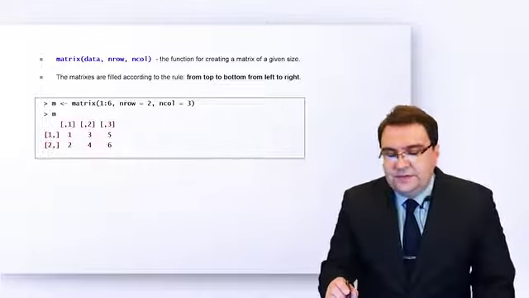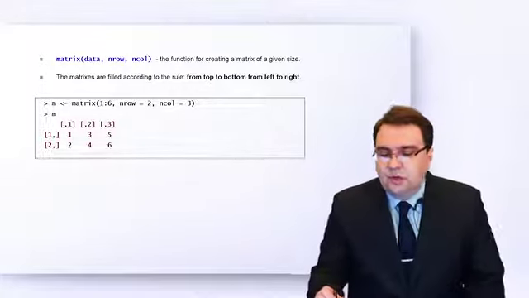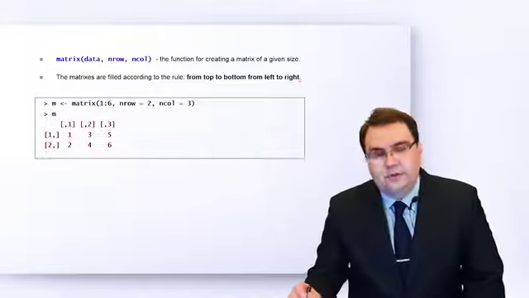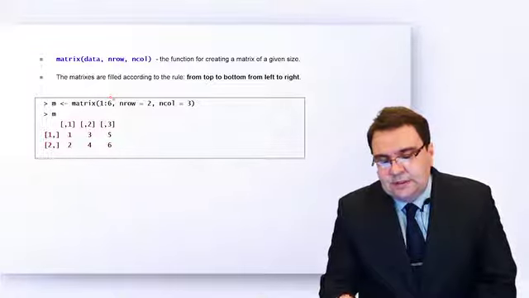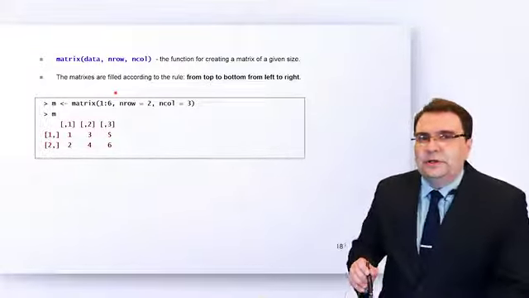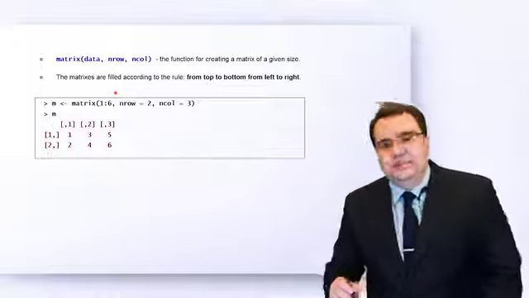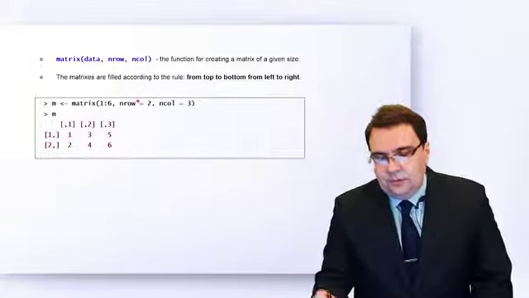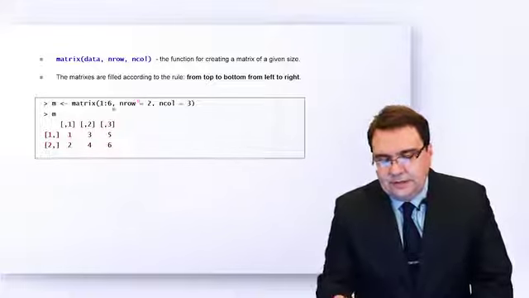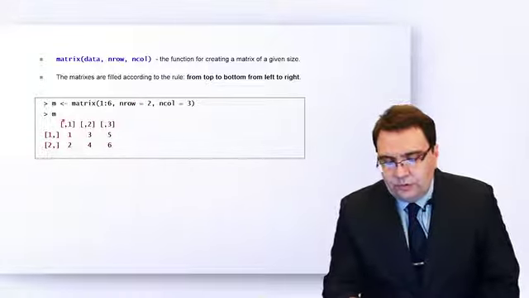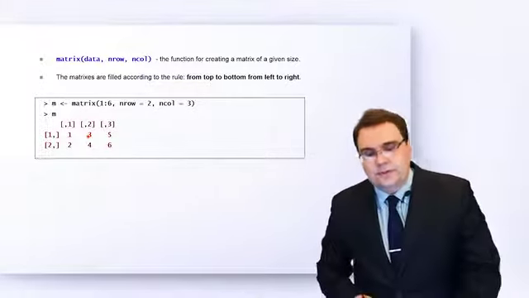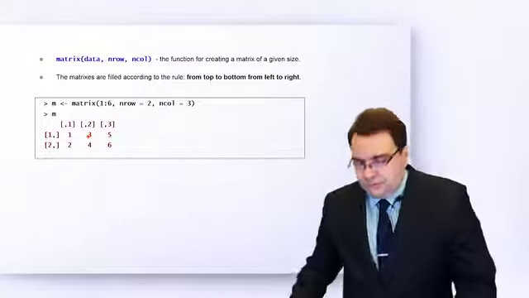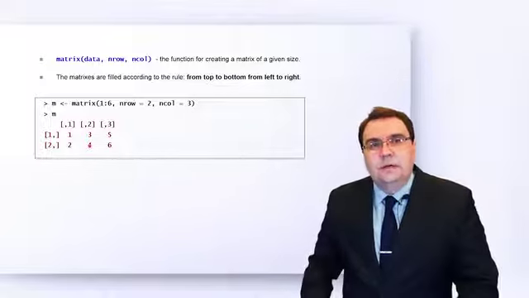The matrices are filled according to the rules, from top to bottom, from left to right. So what does it mean? If we make a matrix from 6 numbers, 1, 2, 3, 4, 5, 6, and we would like to put these numbers in the shape of a matrix of size 2 rows and 3 columns, then we have the result like this. So we go from top, 1, 2, to bottom, then from left to the right, 3, 4, 5, 6. So this is an example which shows how to create matrices from your data set.